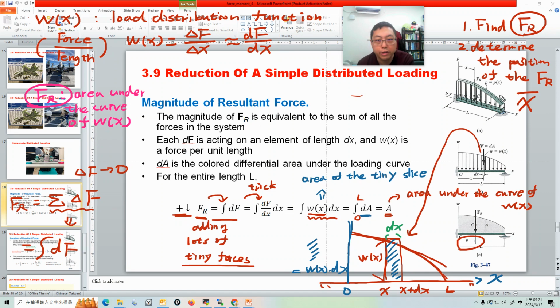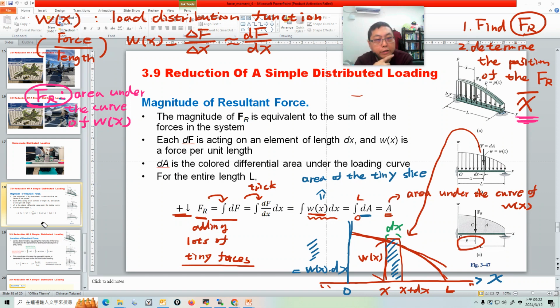The second thing is we want to know where this resultant force is acting. Simply speaking, where is the position of the resultant force in this 1D system? So that's another goal. Let me erase here. And how do we find the position of the resultant force?